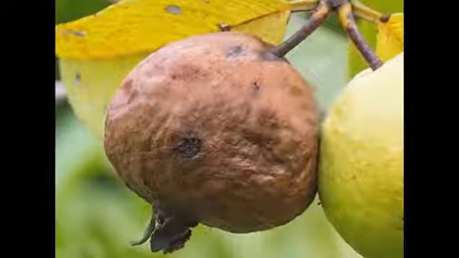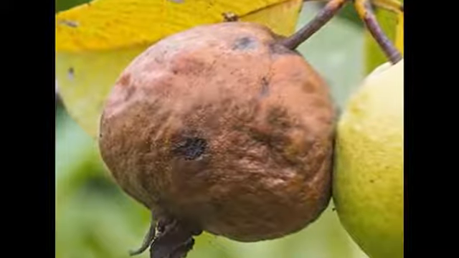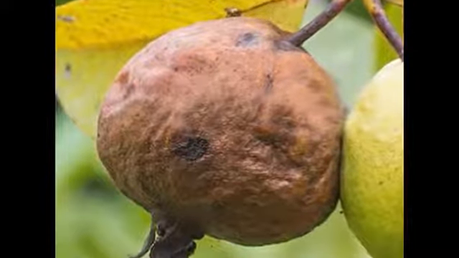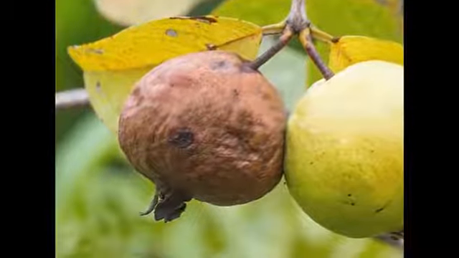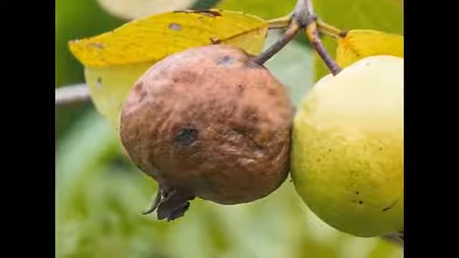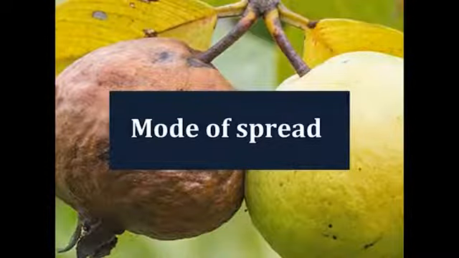The skin of fruits below the whitish cottony growth becomes a little soft, turns light brown to dark brown, and emits a characteristic unpleasant smell. Ultimately, such fruits either remain intact or drop off from the tree. Now let's see about the mode of spread of the disease. Rain and wind are important for spread.